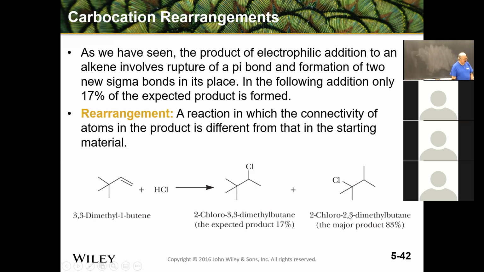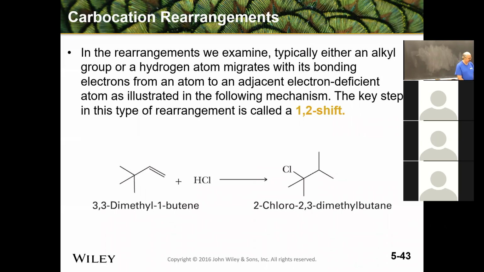It is 2-chloro-2,3-dimethylbutane. Notice the carbon skeleton is different, so a rearrangement took place. In the rearrangements that we examine, typically either an alkyl group or a hydrogen atom migrates with its bonding electrons from an atom to an adjacent electron deficient atom, as illustrated in the following mechanism. This type of rearrangement is called a 1-2 shift.